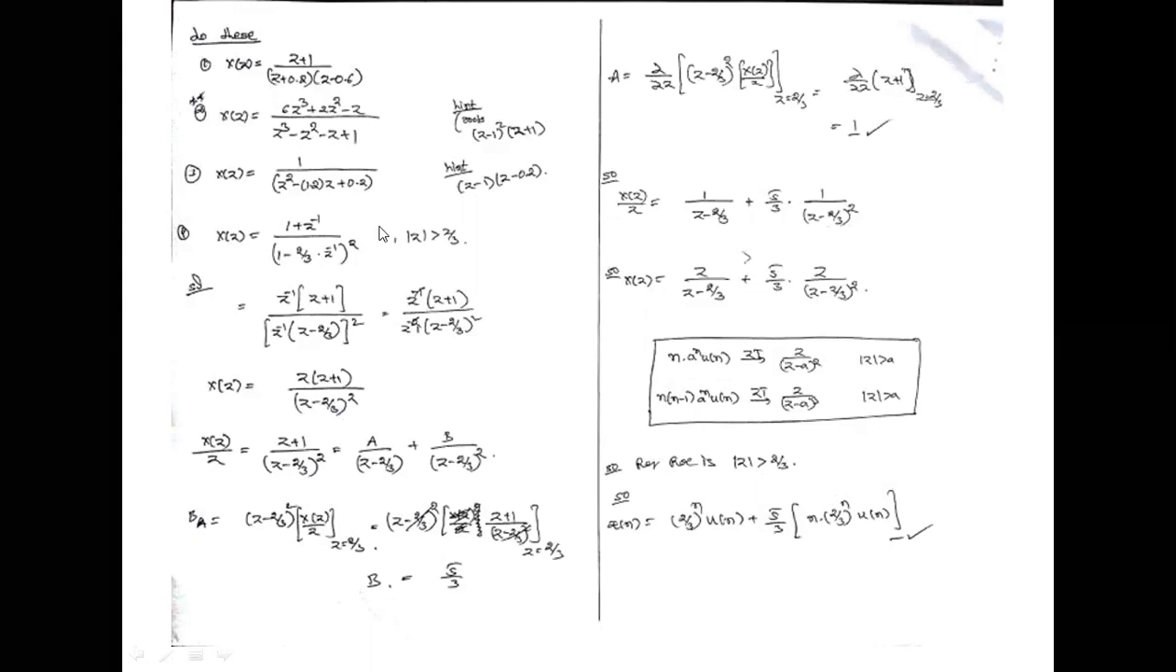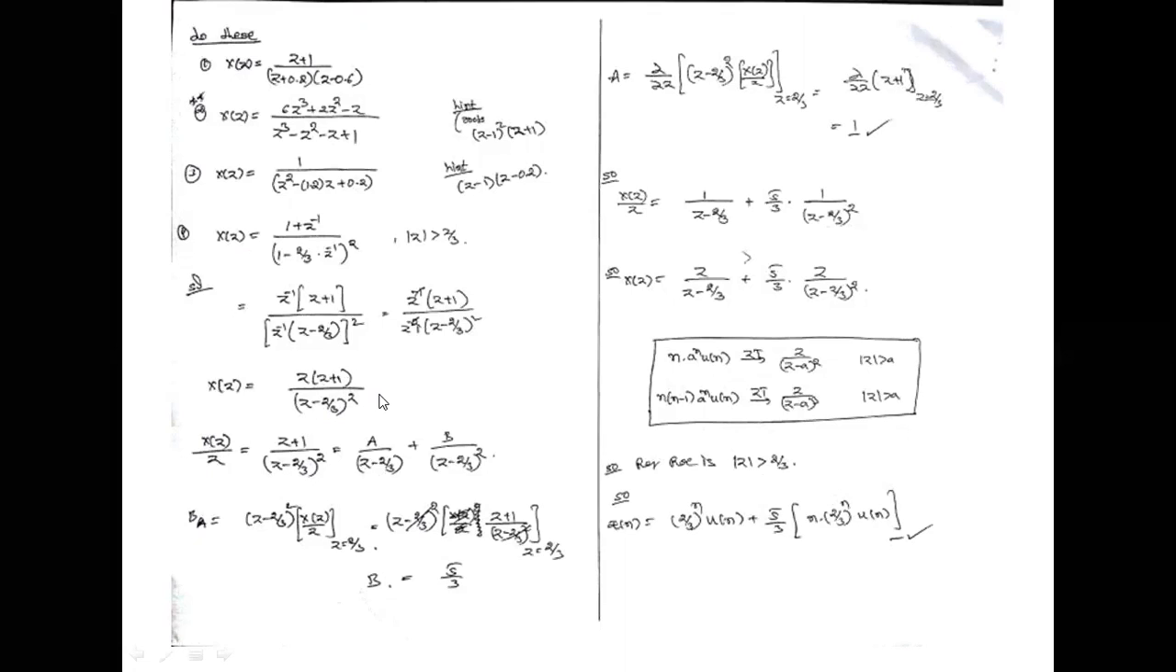So the given negative powers of z are converted into positive powers of z. X of z is equal to z into z plus 1 by z minus 2 by 3 whole square. Bring the z towards the left hand side: x of z by z. So for the given function, if negative z powers are there, first of all convert them into positive powers. Then you can write the expression as x of z by z is equal to z plus 1 by z minus 2 by 3 whole square.